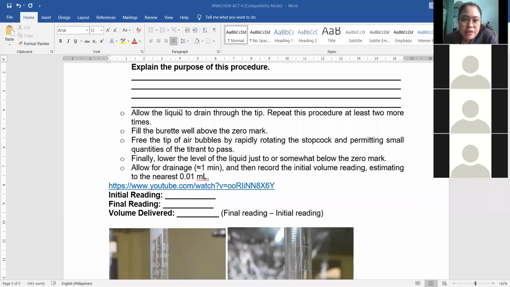Sa video, meron siyang mga bubbles. Di ba, kinuha yung mga bubbles, we have two ways: opening the stopcock and then shaking the burette to get rid of the bubbles. Ang mangyayari nun, hindi na magsi-zero yung initial reading. That is still okay, class. Kung hindi magsi-zero yung initial reading ng burette, you can still measure it.